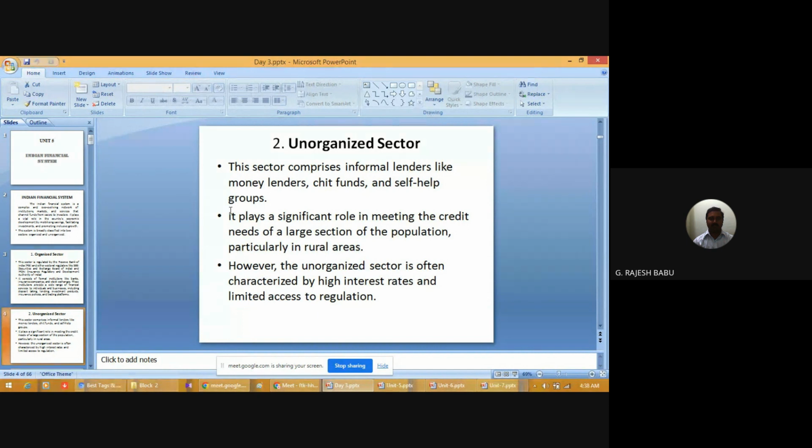Normally, the Indian financial system is divided into two: the organized sector and the unorganized sector. The organized sector is regulated by the Reserve Bank of India, the Securities and Exchange Board of India (SEBI), and IRDAI. In the unorganized sector, there are informal lenders and informal groups, for example, a money lender, chit fund, self-help group, etc.